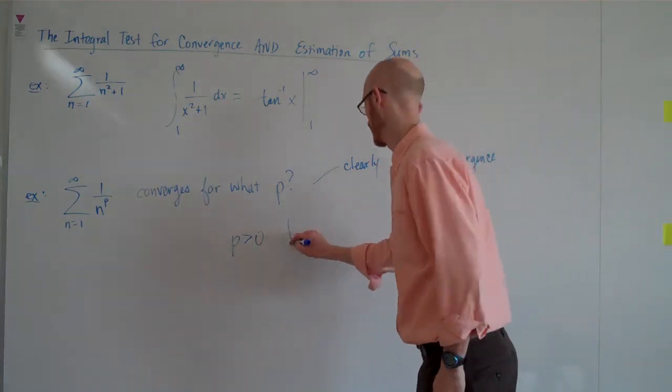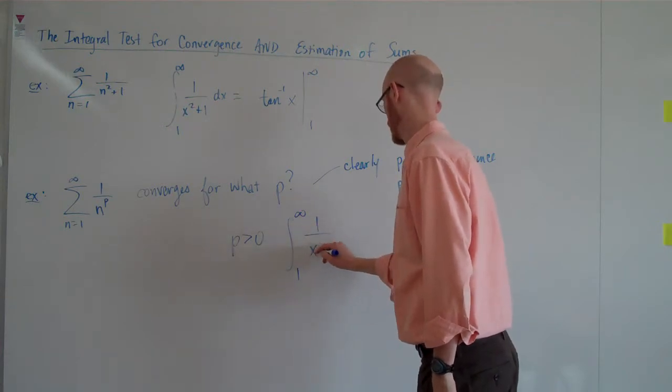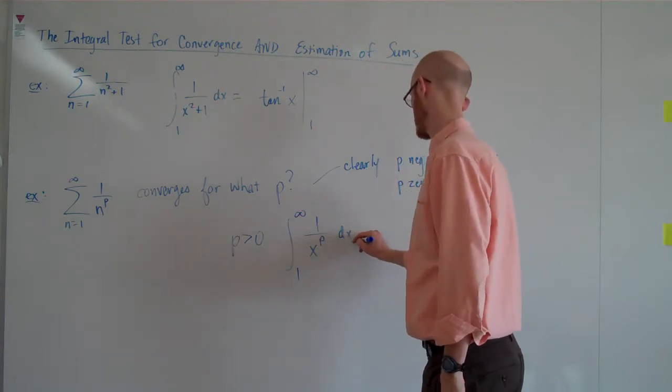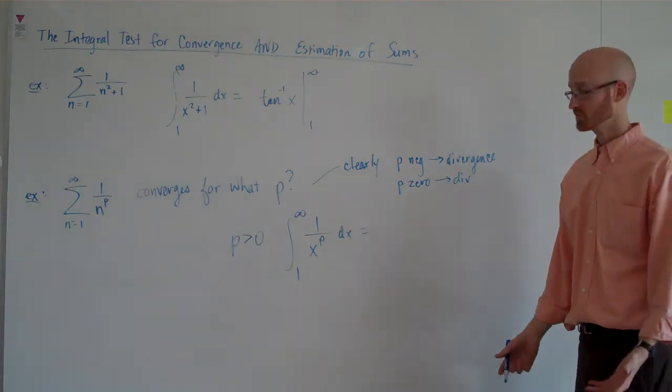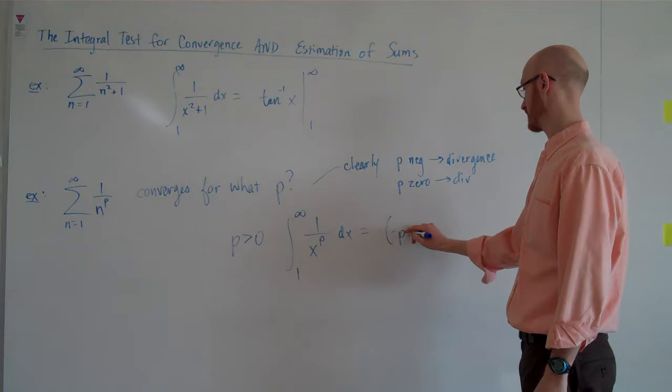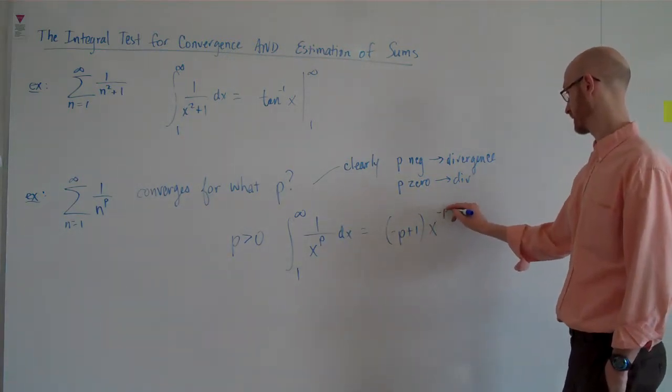Well, if so, we'll integrate from 1 to infinity, 1 over x to p dx. So take the integral of that, maybe just pause it so that you have the integral. It would look like this, I believe.